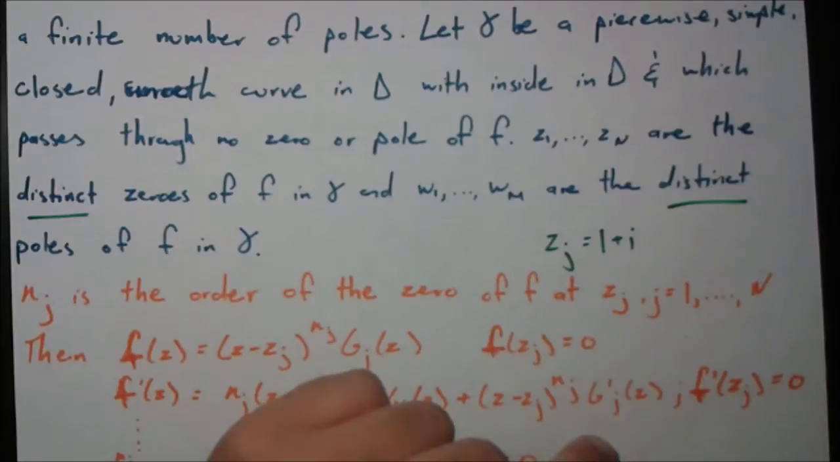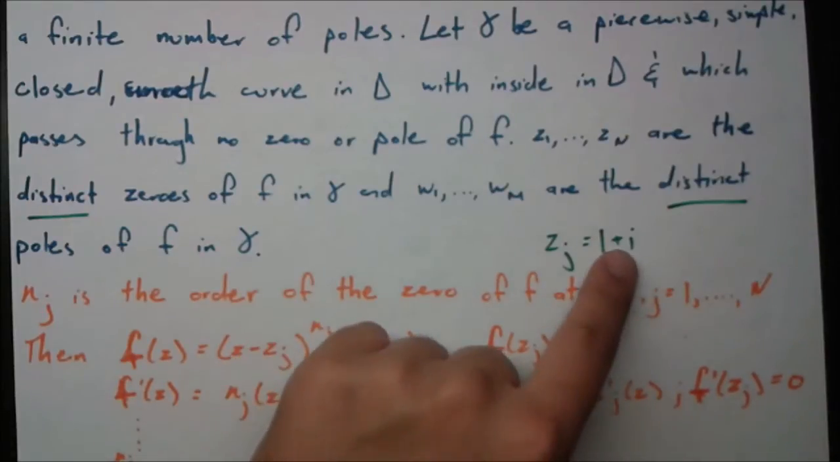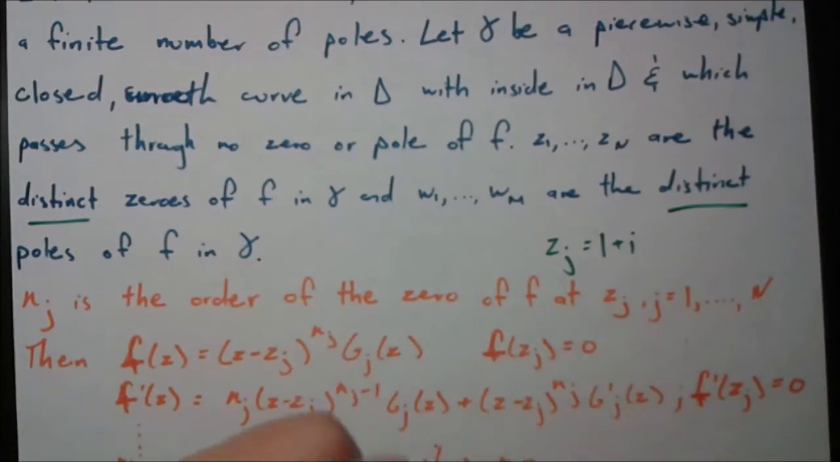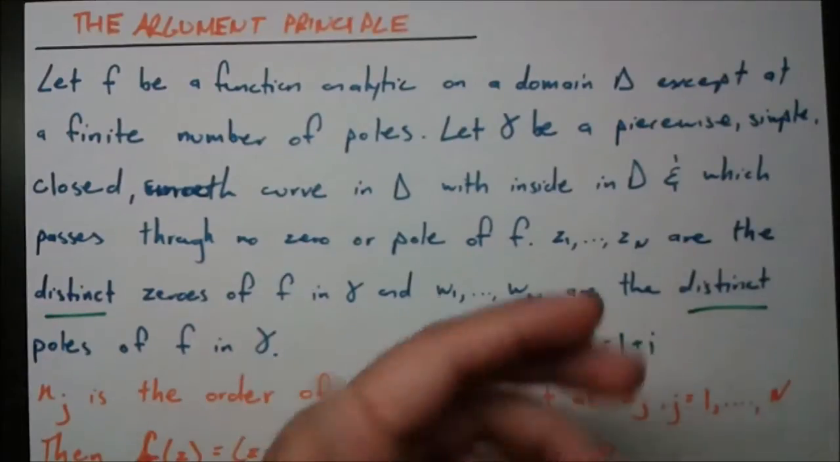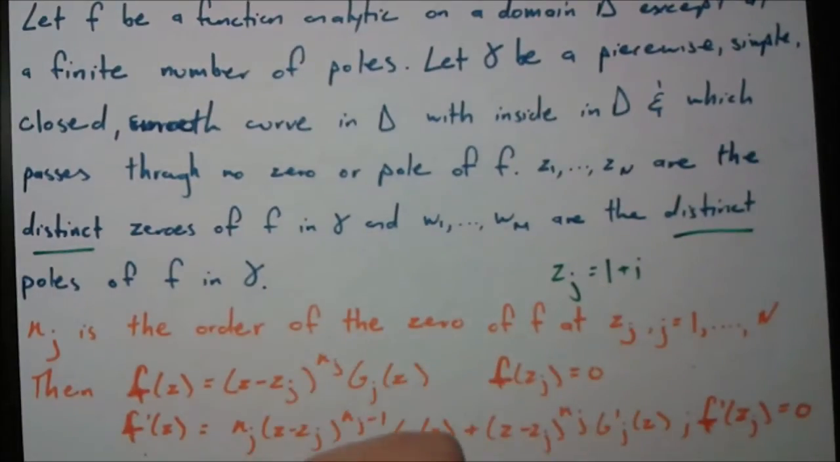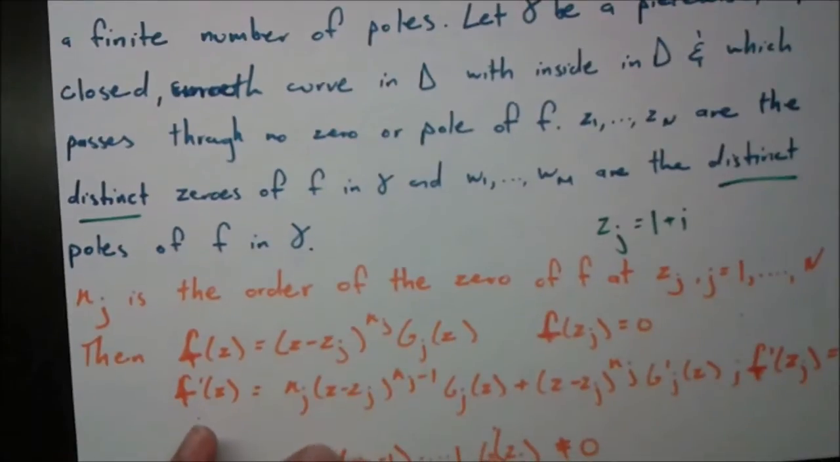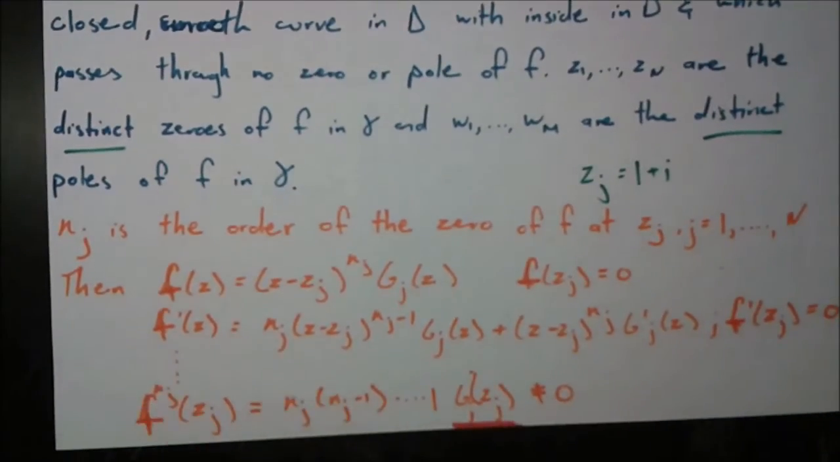Let's remind ourselves, what does order mean? That means if you plug this into the original function, then f of this is going to be 0. And if you take f prime of this, it's also going to be 0. But since the order is 2, when you take f double prime of this, it's not 0. That's the key thing about what order means when we're talking about zeros. That's what the order of a zero means.